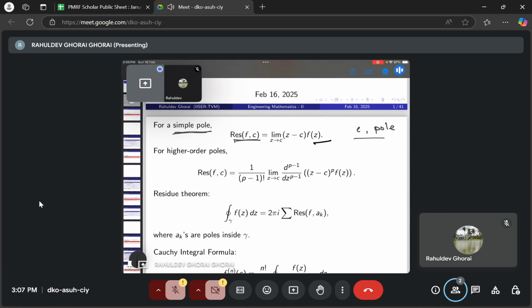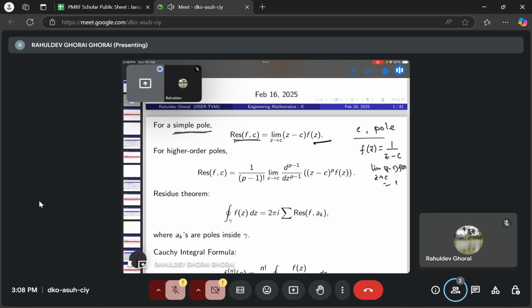So what will be a simple example? If you take f(z) to be 1 by z minus C, you can see C is a singularity point here. At the limit z tends to C, z minus C times f(z) will be 1. So the residue at the pole C here is 1. Why we are doing this, we'll see later.